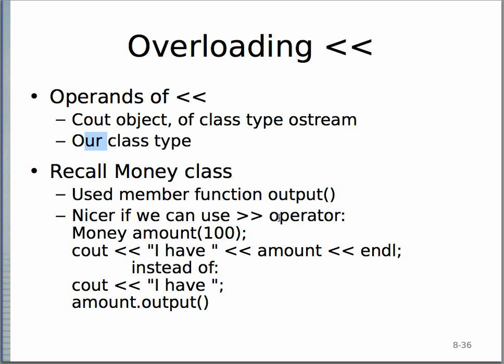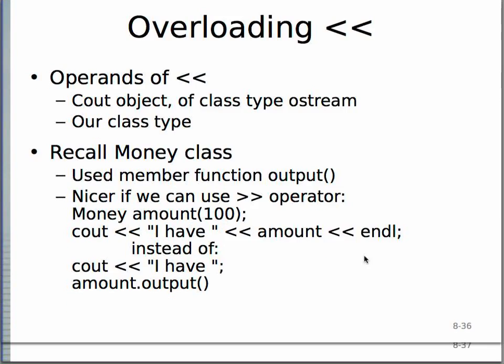Sorry, it should go the other way. If you had that, you could cascade these insertion operators to have a string, and then insert this amount object. So amount is an instance of the money class. And then you can cascade it again, and you put in a new line and things like that. Instead of doing something like this, you have one statement where you put out the string, and then you call the output member function to do this part.